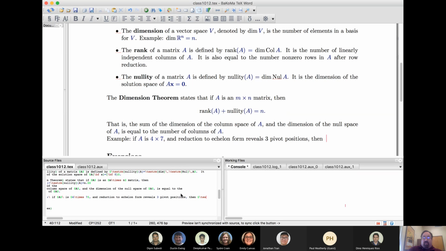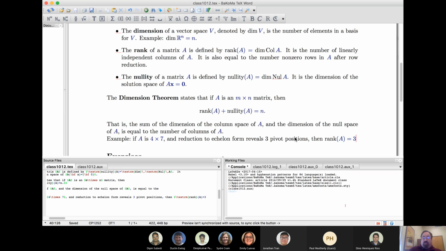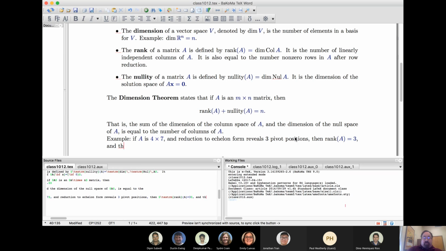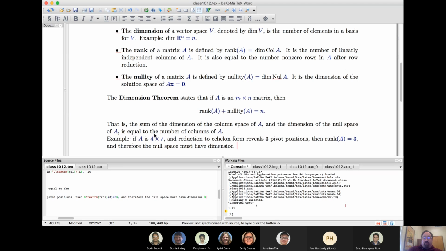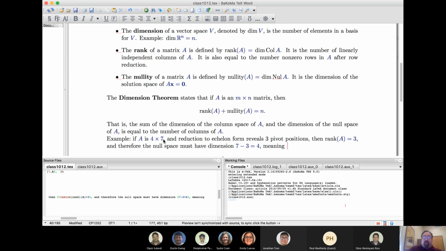Then what we can say is the rank of A would be equal to 3. So that's how many pivot positions, or non-zero rows, that you would have. Therefore, for the null space, you would take that rank and subtract it from the number of columns of A. So the null space has dimension 4, that's how many free variables you have.